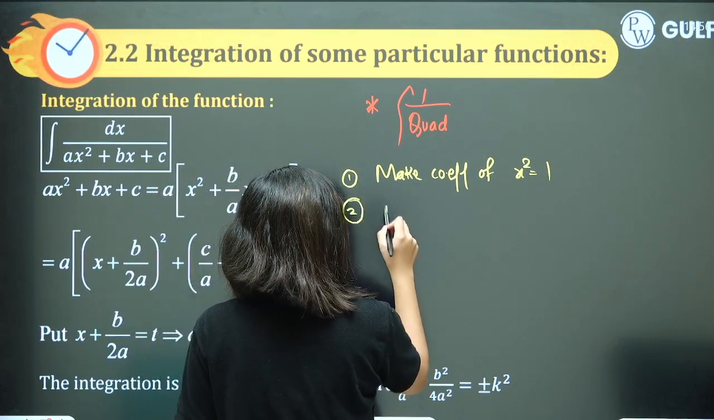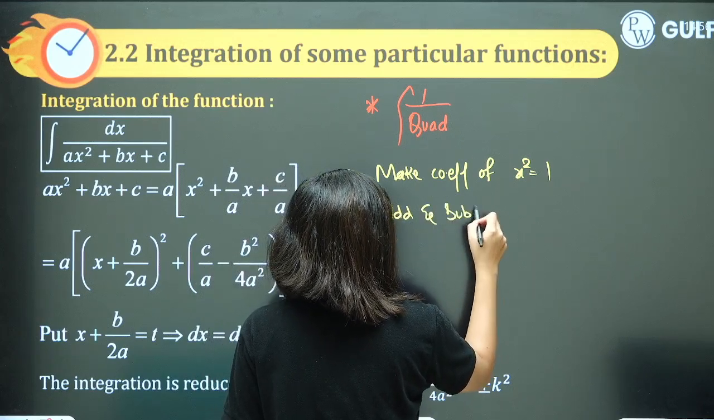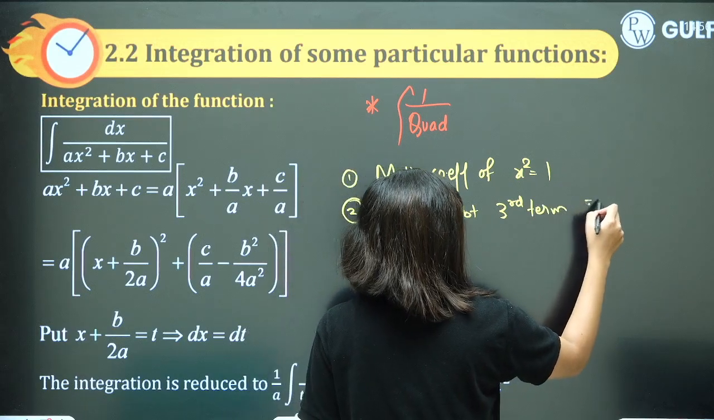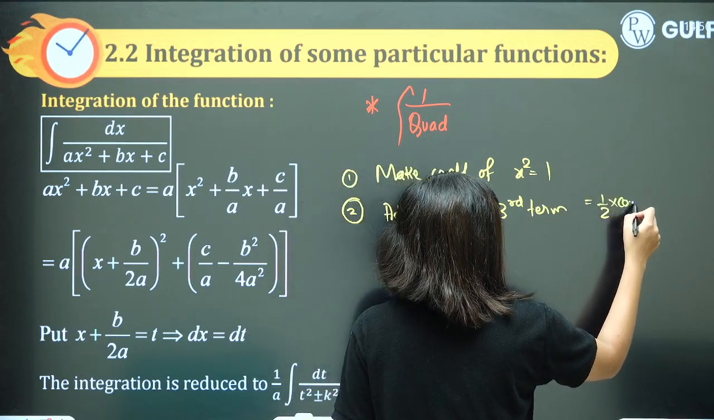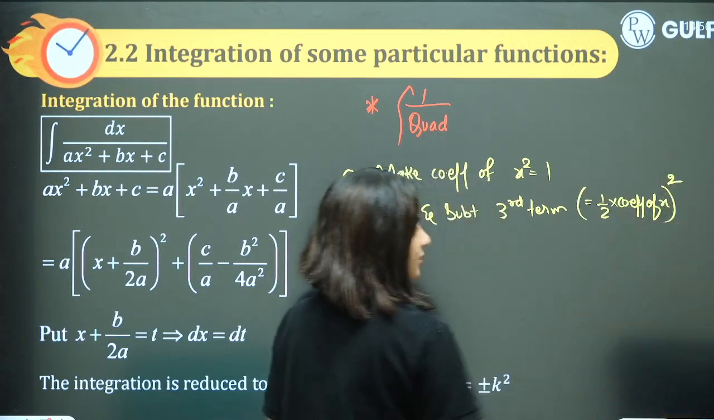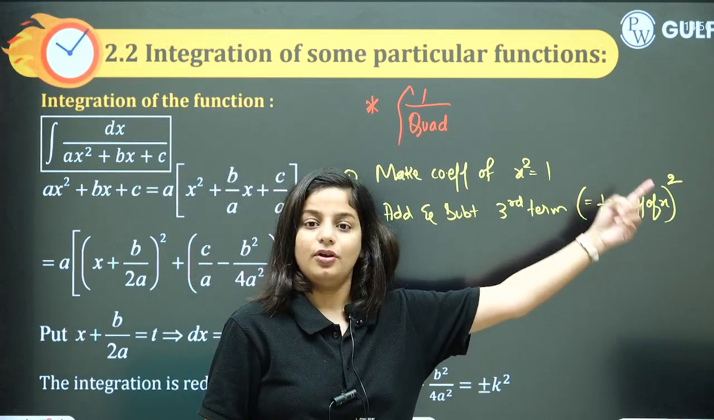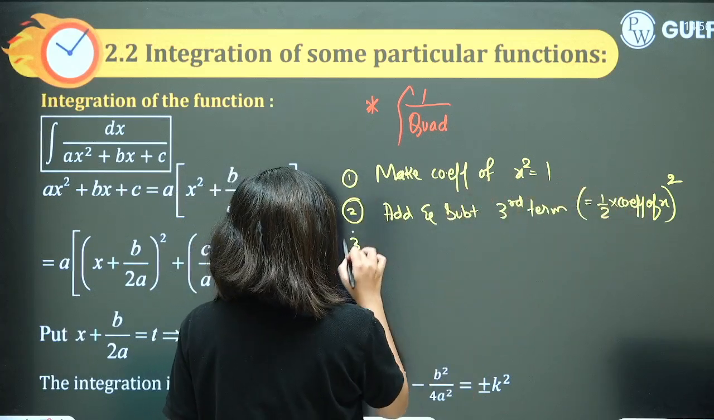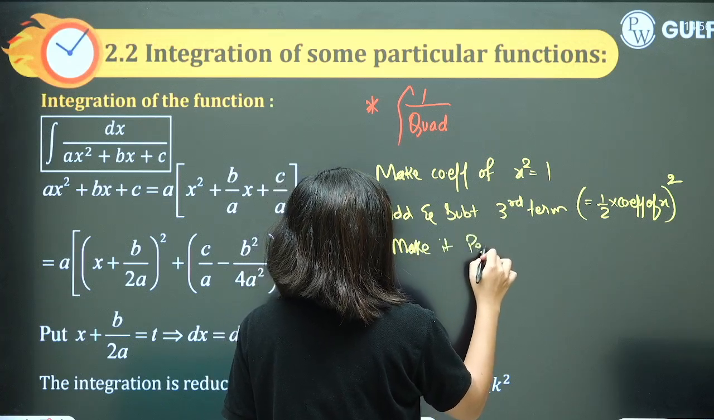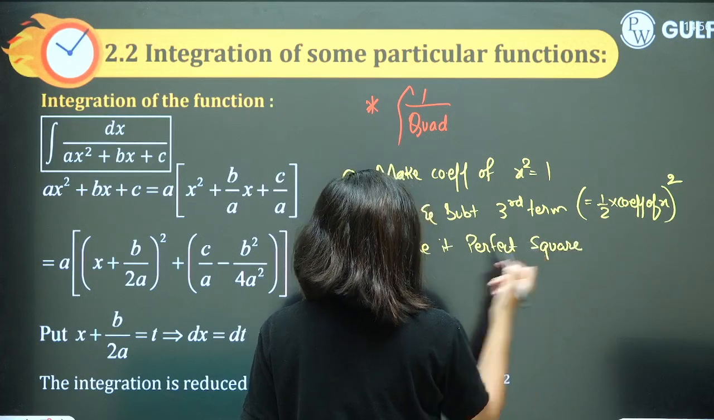Second, add and subtract the third term. What is this third term? Half into coefficient of x the whole square. In order to make it a perfect square, we add and subtract half into coefficient of x the whole square. Make it a complete square or perfect square, whatever you like to call it.